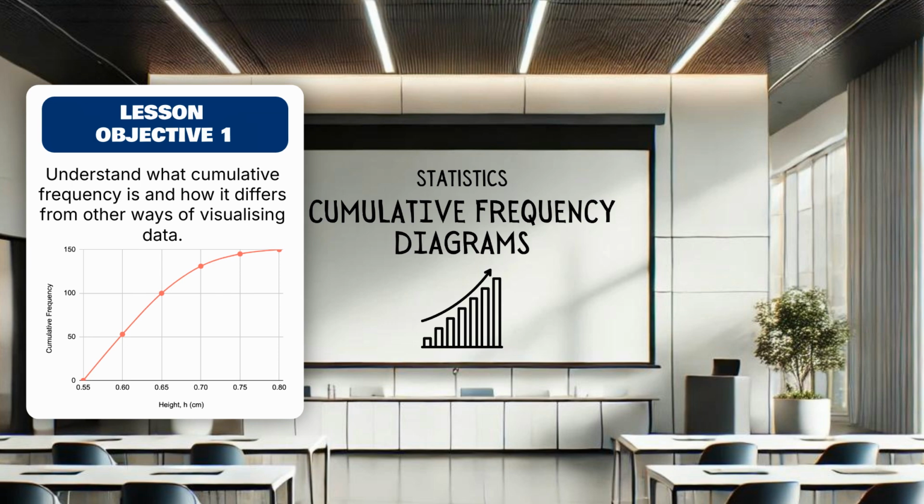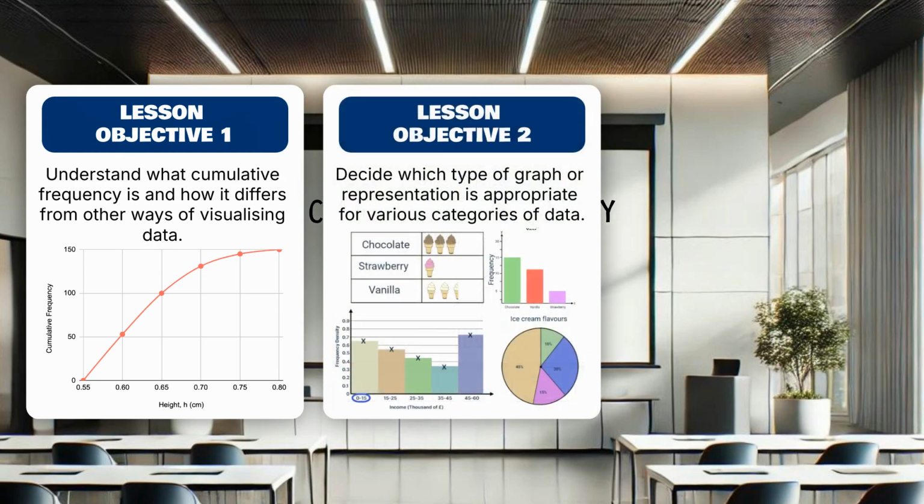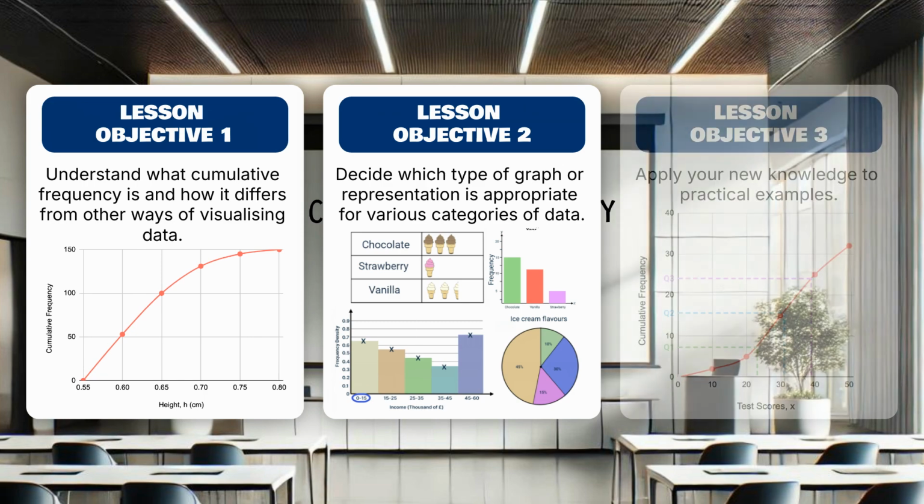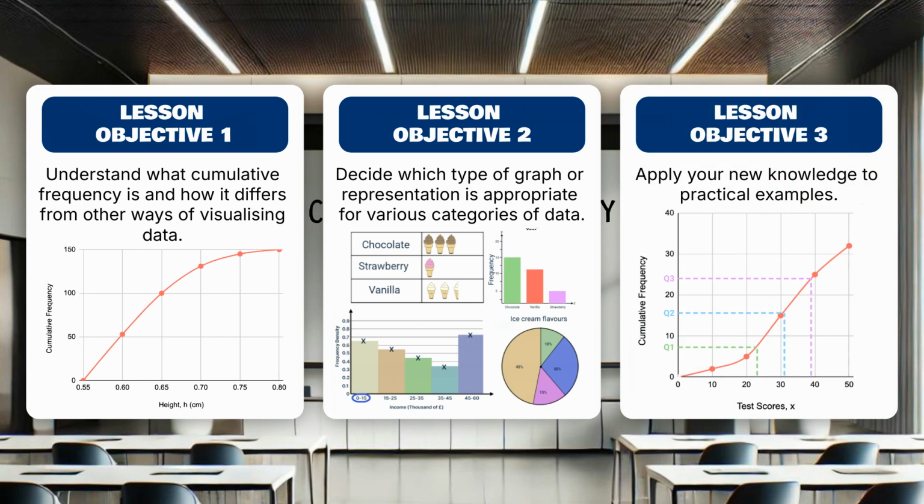We demonstrated how to create a cumulative frequency diagram by calculating cumulative frequencies, plotting the points using the upper boundaries of class intervals, and connecting them with a smooth curve. Additionally, we covered the importance of choosing the appropriate type of graph based on the category of data we have. For example, bar charts are great for discrete data, while histograms and cumulative frequency diagrams are more suitable for continuous data. To reinforce our understanding, we applied these concepts to a practical example of student test scores, calculating cumulative frequencies and plotting them to create a cumulative frequency diagram.